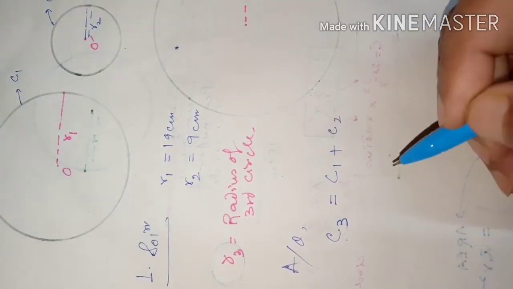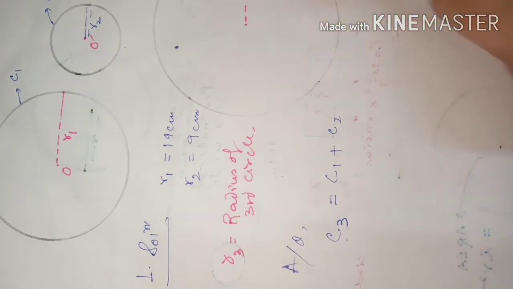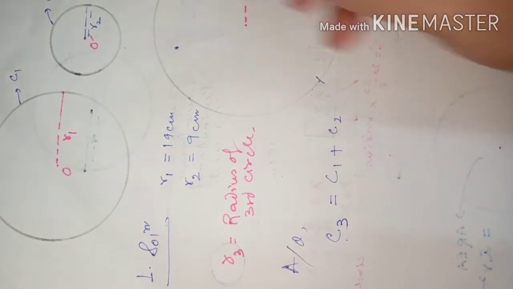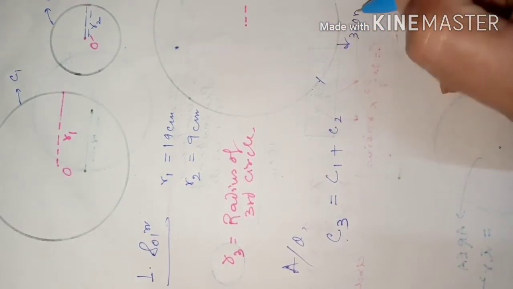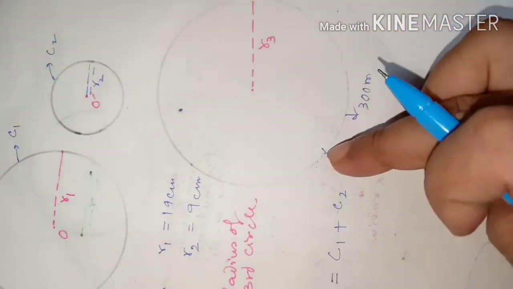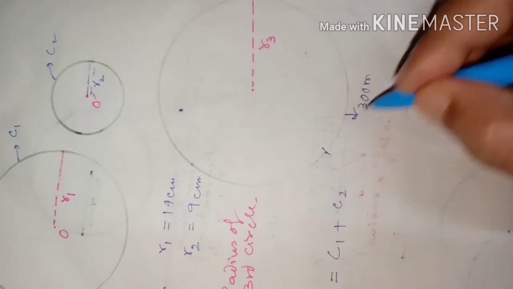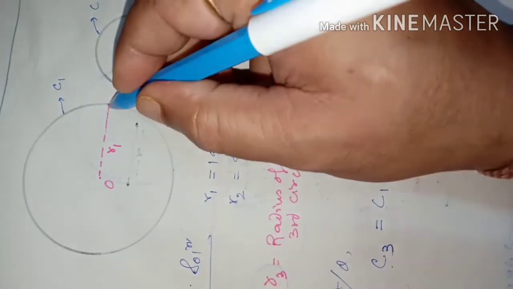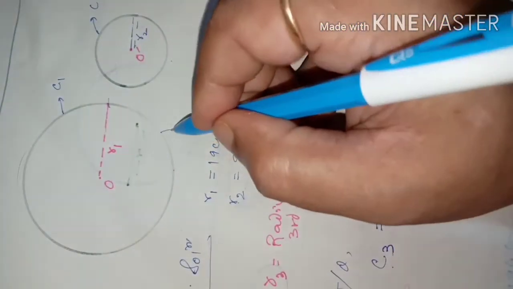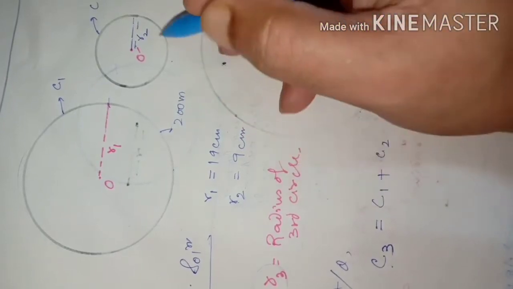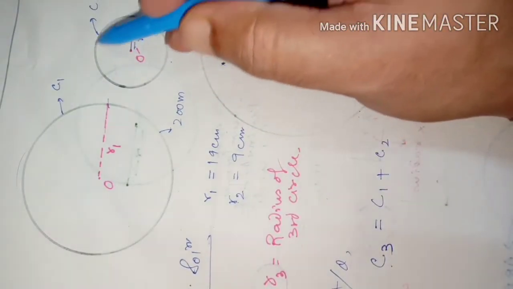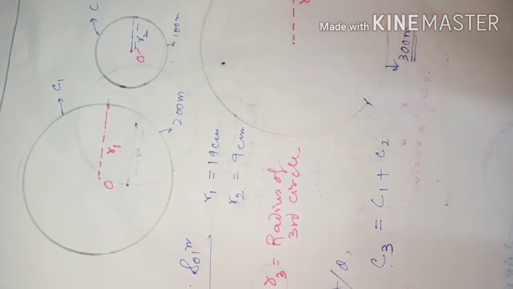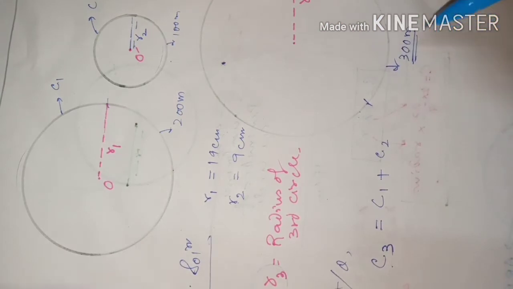The question says like this. Circumference means, as I already told you, the distance around the circle. Suppose you walk along this boundary and it is 300 meters. When you come back and complete it, that is 300 meters. Here suppose this boundary is 200 meters. And along the boundary of the smallest circle, suppose it is 100 meters. Then 300 is equal to the sum of this and this.